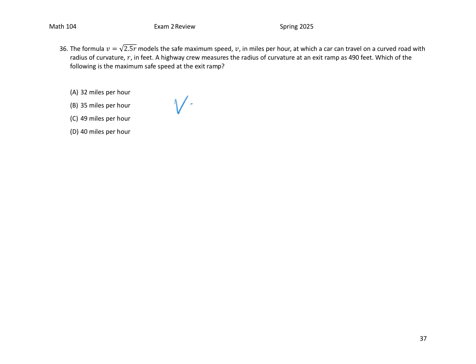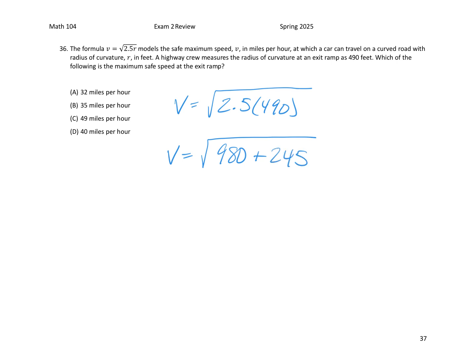Okay, so I just need to put in 490 for r, 2.5 times 490. So I need to be able to do 490 times 2.5. Doubling it is not so hard. That would be 800 plus 180 is 980. And then I have to take half of it, which is 245.